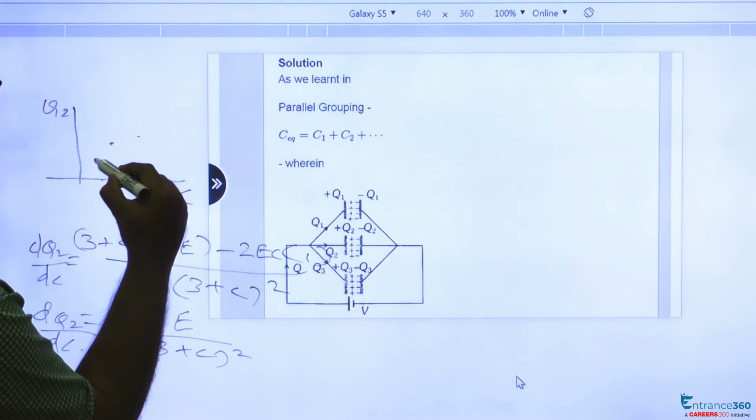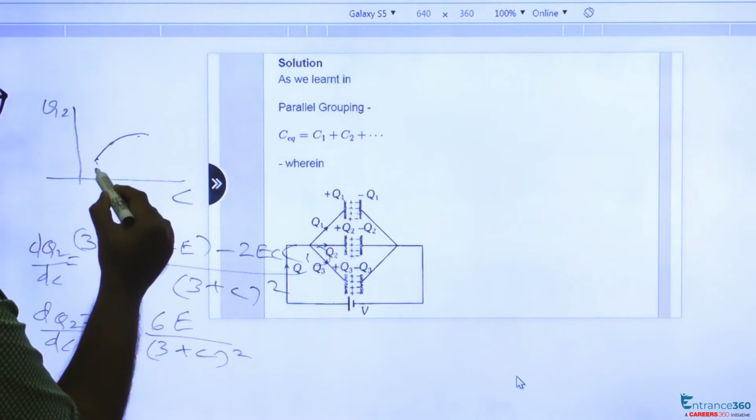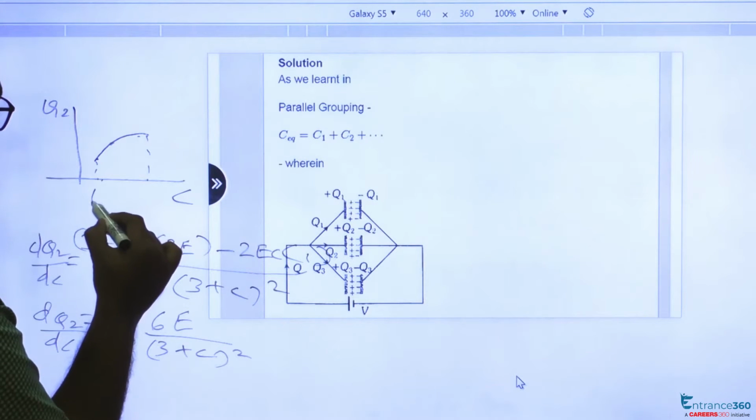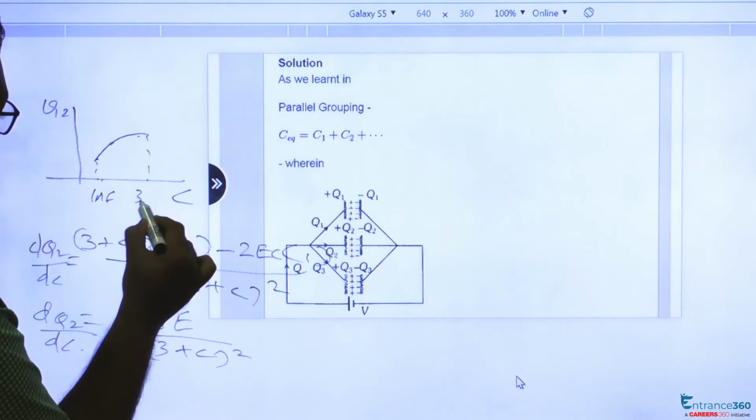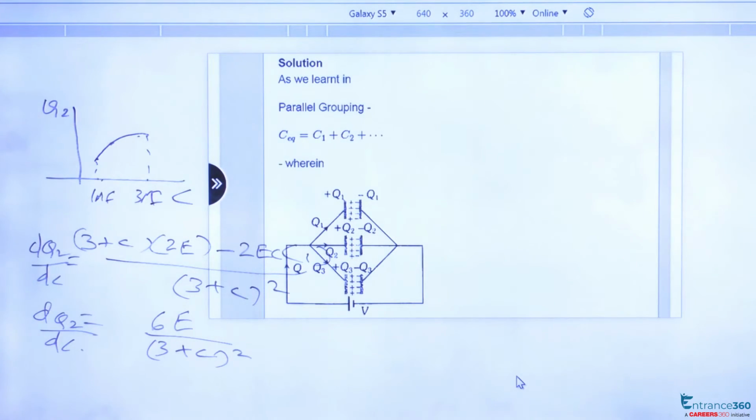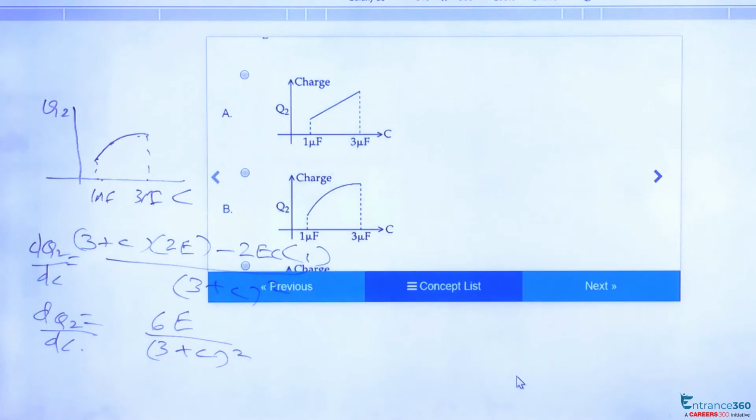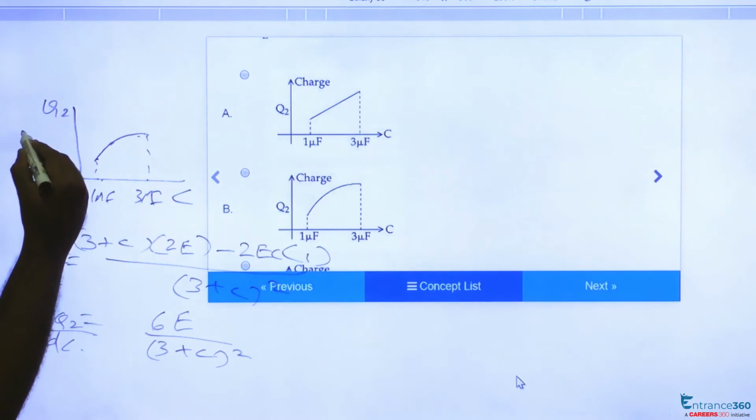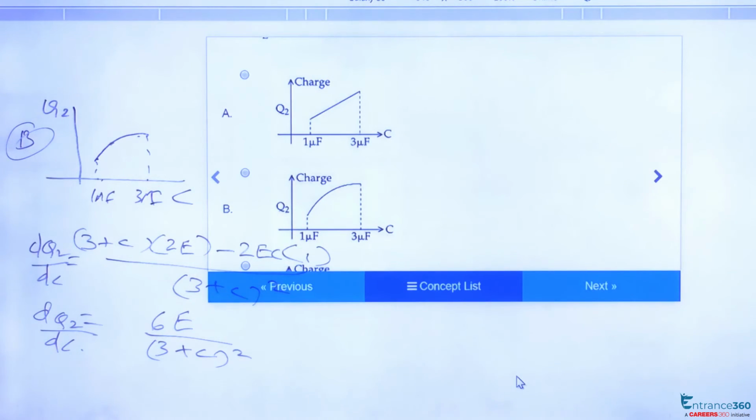Likewise, this will be varying like this from 1 μF to 3 μF, and this is our option B. So our right answer is B.